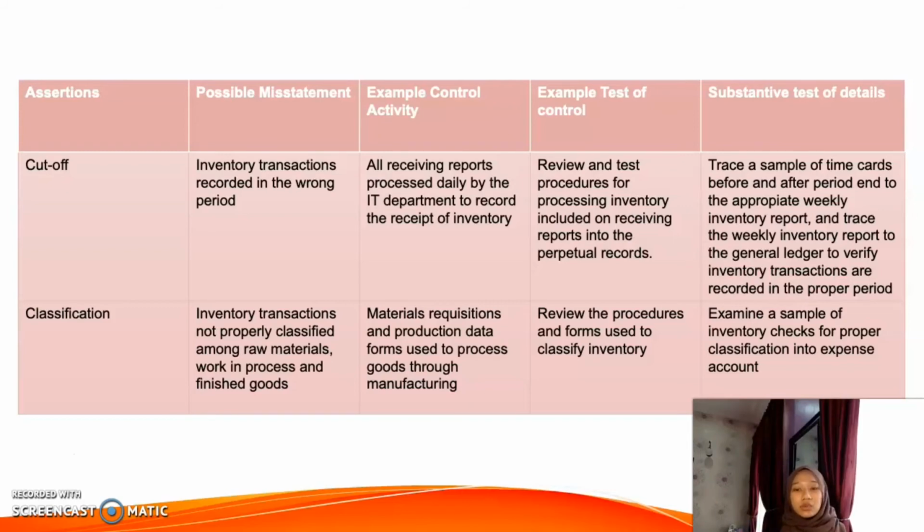And the last assertion, which is classification, the possible misstatement is inventory transaction not properly classified among raw materials, work in process, and finished goods. And the example control activity is materials requisition and production data forms used to process goods through manufacturing. The test of control is by reviewing the procedure and form used to classify inventory. And the substantive test of detail is by examining a sample of inventory checks for proper classification into expense account.